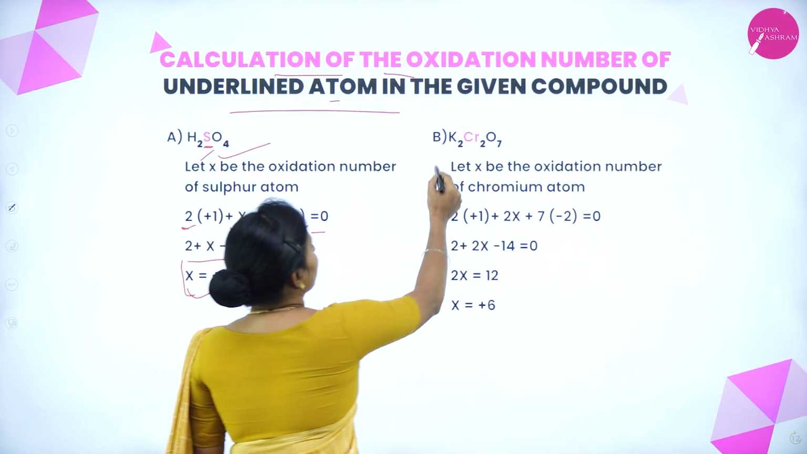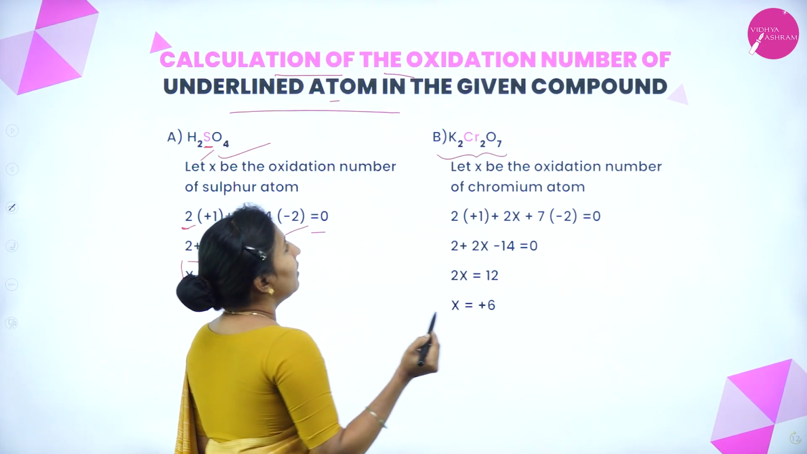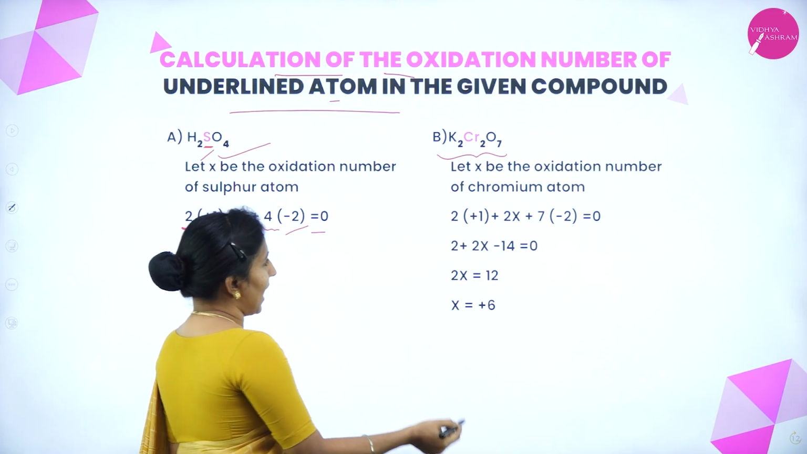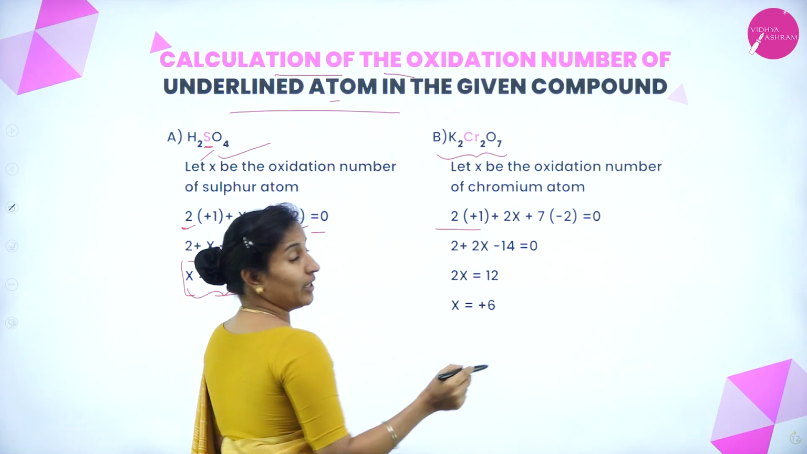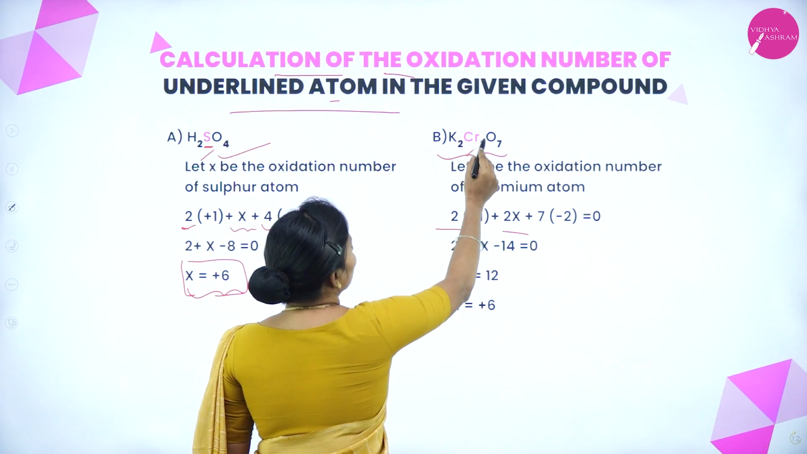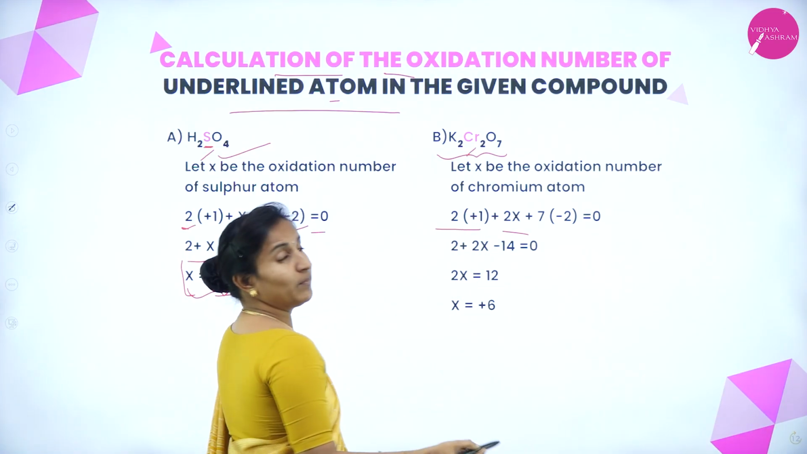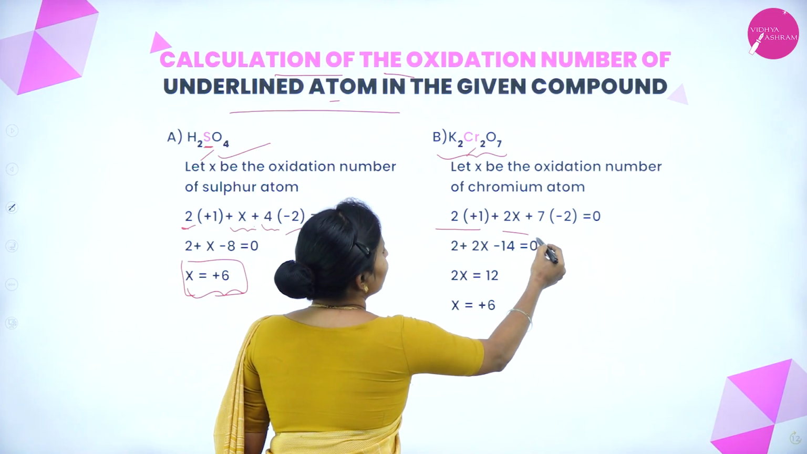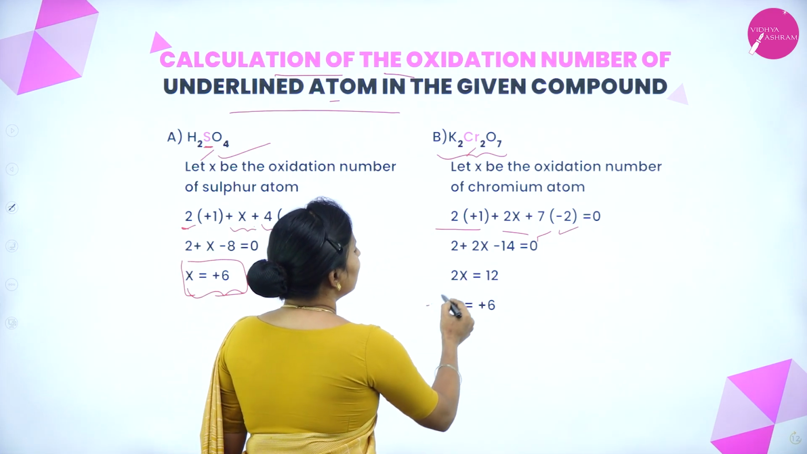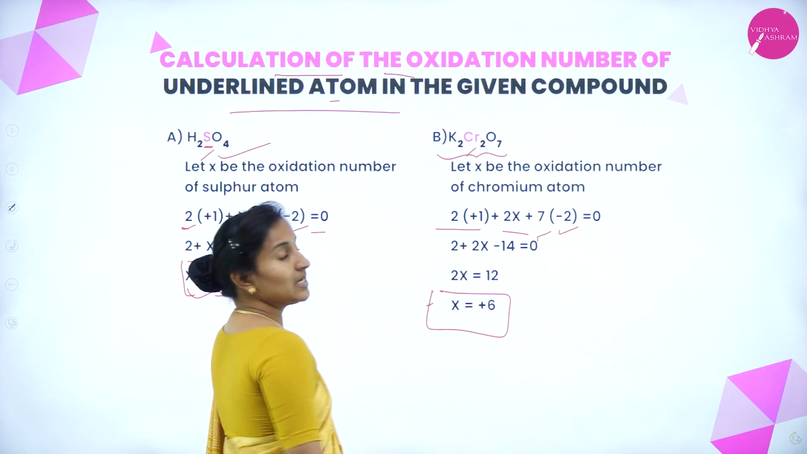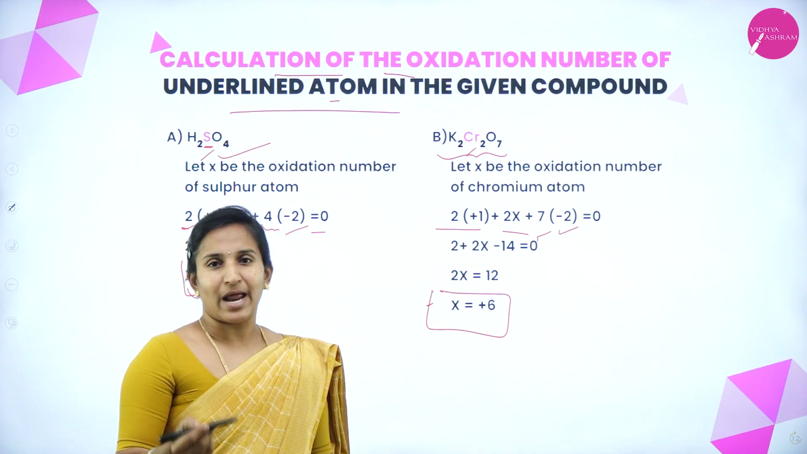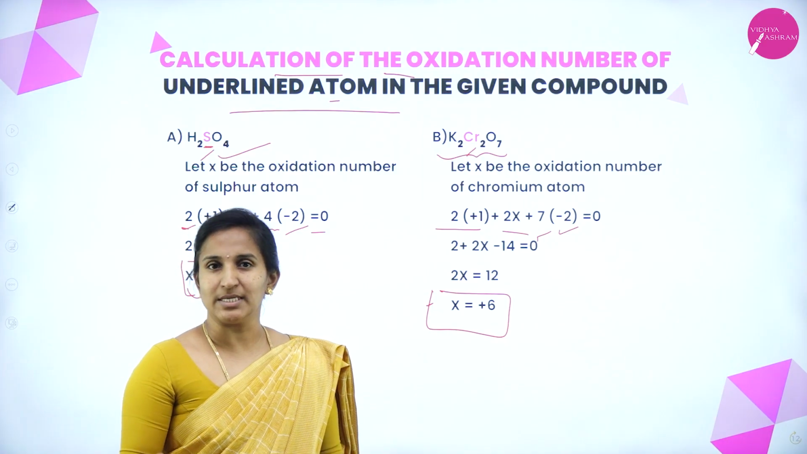Like that, in the case of potassium dichromate, let X be the oxidation number of the chromium atom. 2 into plus 1, plus 2X, because we have 2 chromium atoms, it has to be multiplied by 2, and 7 oxygens with oxidation state -2. We get X value plus 6. So, the oxidation number of chromium in potassium dichromate is plus 6.